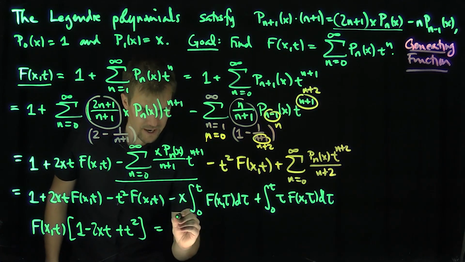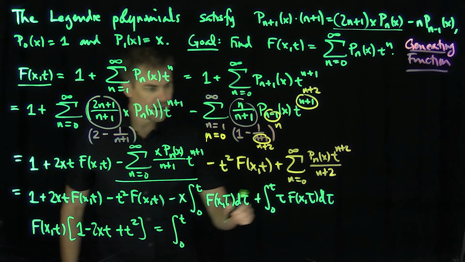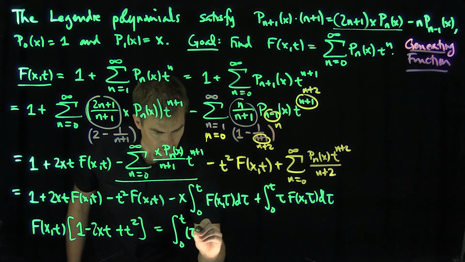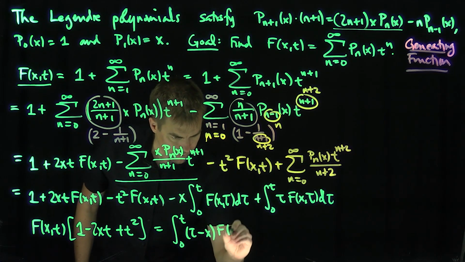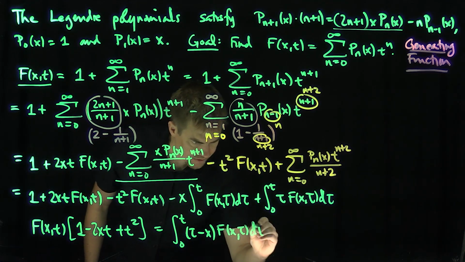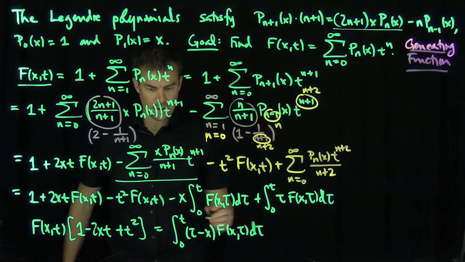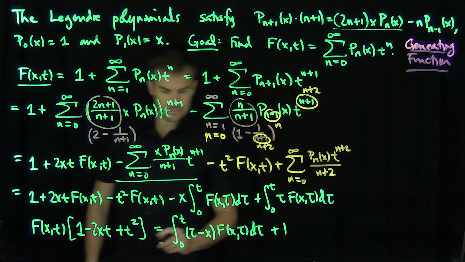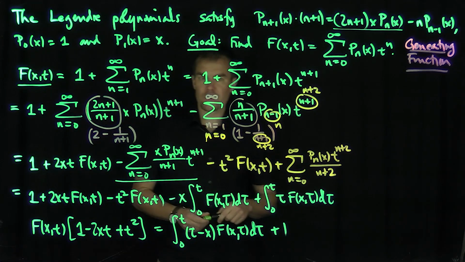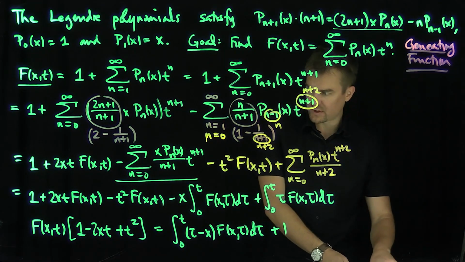Is equal to the integral from 0 to t. And now I have a tau minus x, f of x tau d tau, and then there's an extra 1 over here, so plus 1. Great. Now what we're going to do is take the derivative of this equation. So let's differentiate this equation.